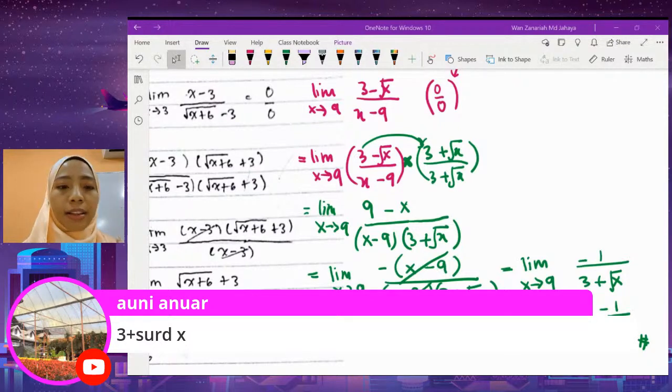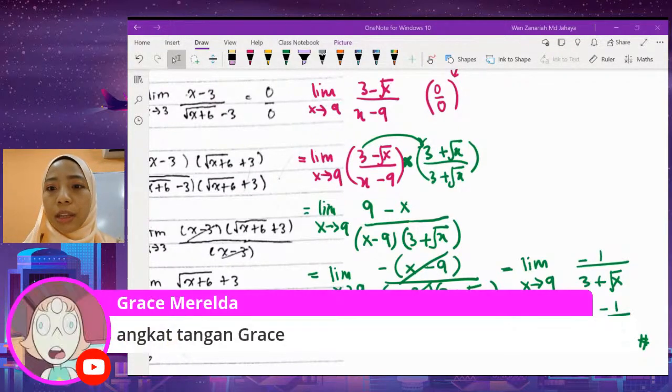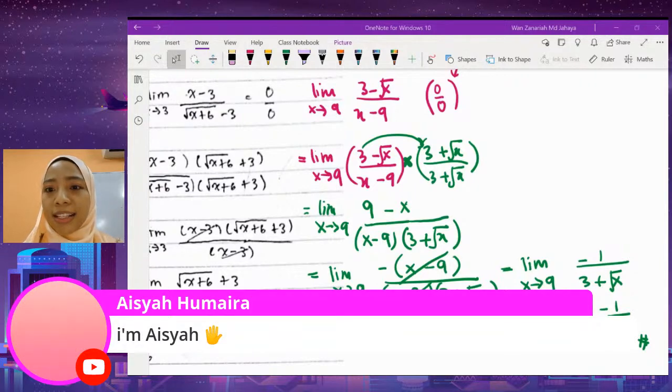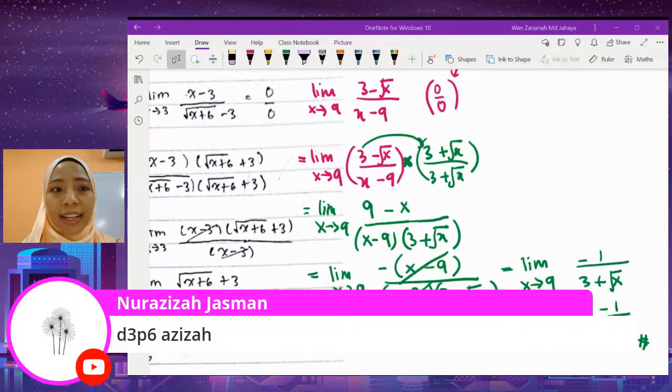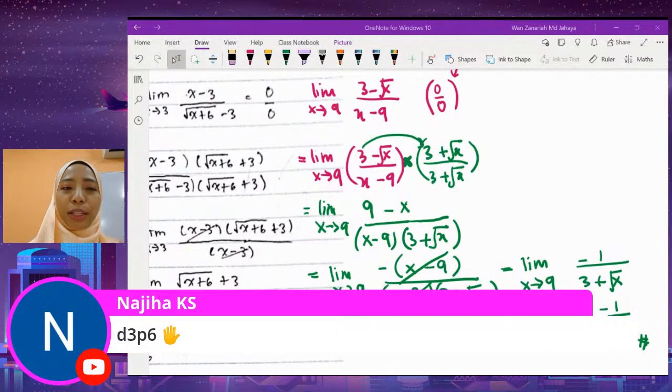Okay, Zarif. Okay, so now I nampak Zarif saja. D3P6. Okay, we have Zarif. Okay, now I am taking the attendance lah. Aisyah, Azizah Jasman. Okay, who else? I'm waiting. Yes, Najiha. Okay, while waiting for you to raise up your hands to comment.